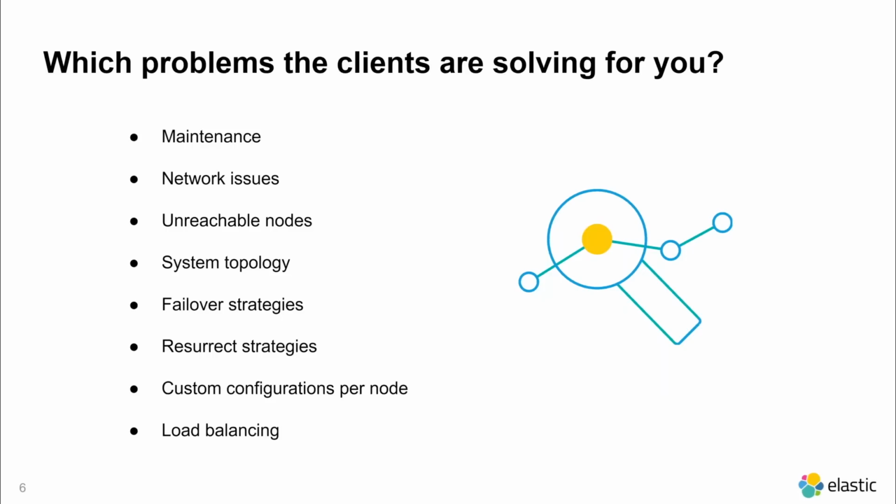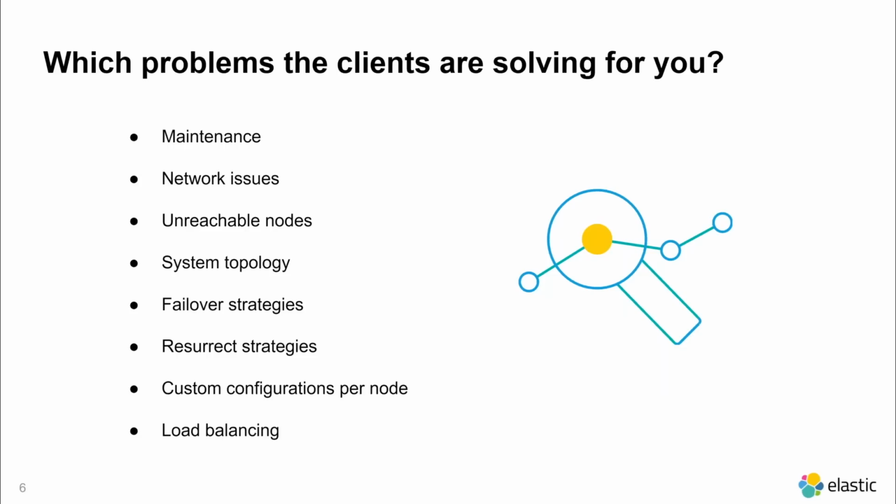Unreachable nodes, for whatever reason a node becomes unreachable, maybe it was accidentally shut down or a network rule was updated. It also helps you with different topologies, so you can actually create clients that only talk to warm nodes and clients that only talk to cold nodes, for instance. So you can clearly separate the hot path and the cold path in your application.